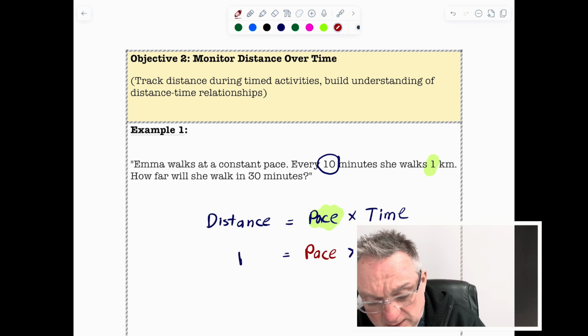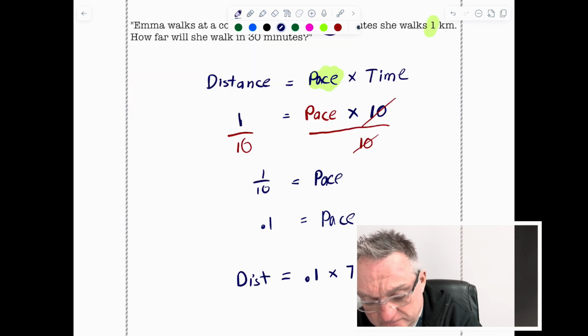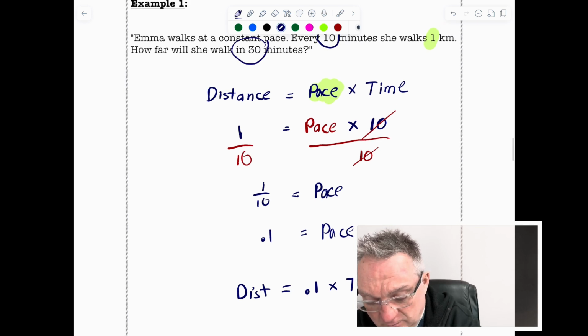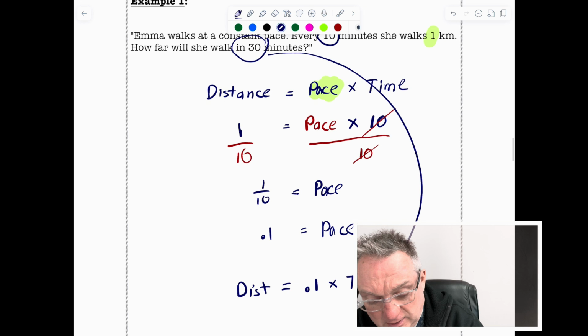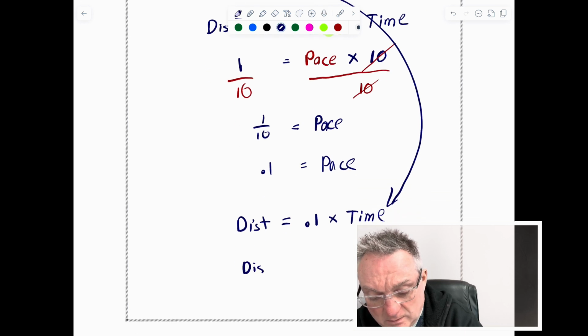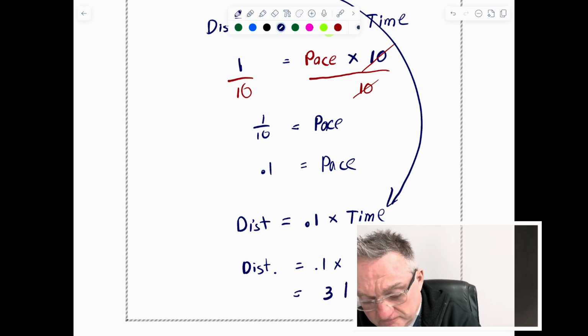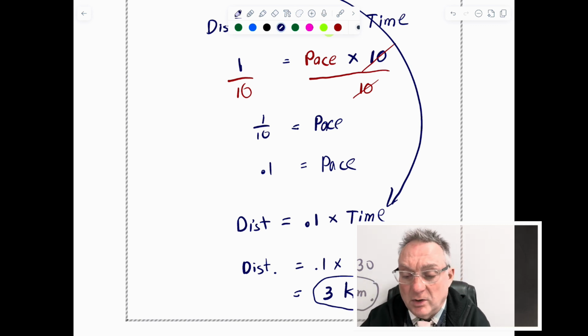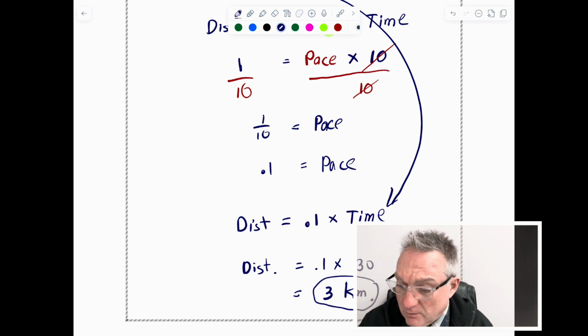So now I can do my distance is equal to 0.1 times the time. And they want to know what the distance is in 30 minutes. So I plug in 30, 0.1 times 30, which gives me 3 kilometers. So you basically have to figure out the pace, then go back and use that formula again. Okay?